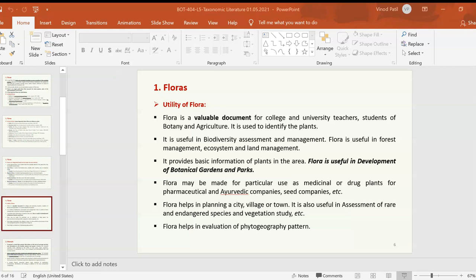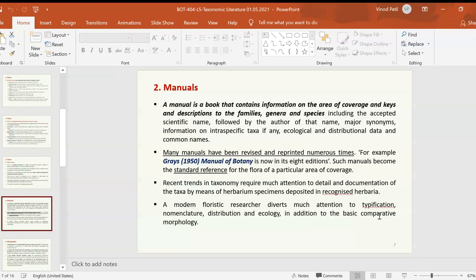And flora helps in evaluation of phytogeography pattern too. So which kind of a forest is present in this area, likewise things can also be carried out here.